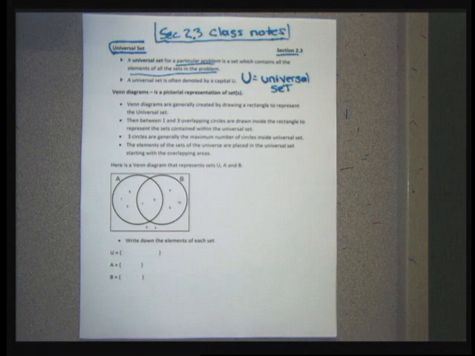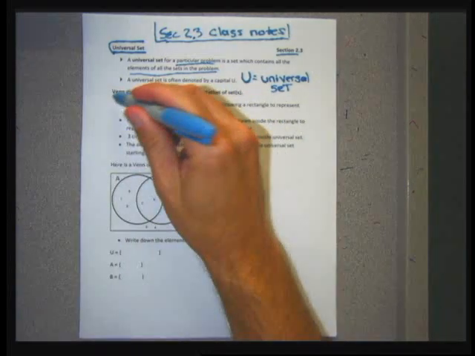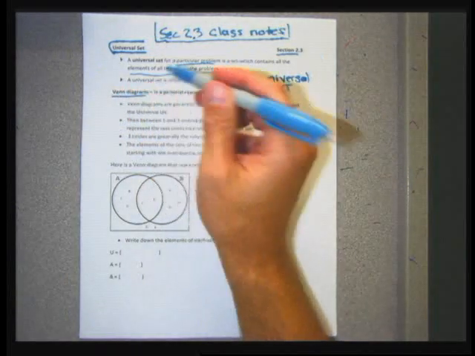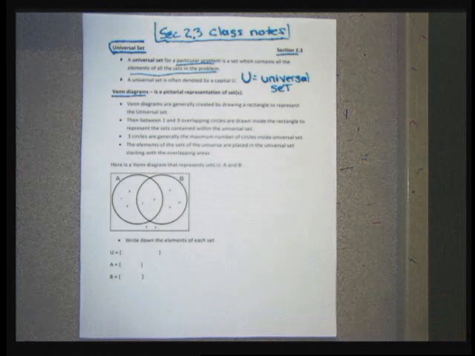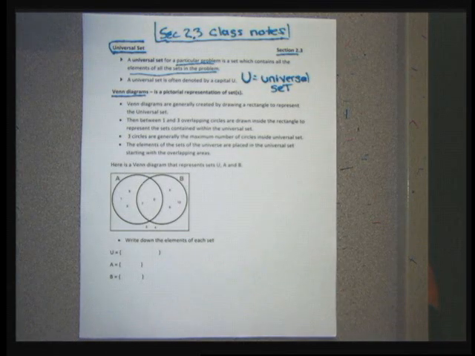When I'm asked to draw a picture of a universal set, that picture is generally a Venn diagram. A Venn diagram is generally a picture that contains a universal set, and then any sets that are part of the universal set, any sets that are subsets of the universal set.